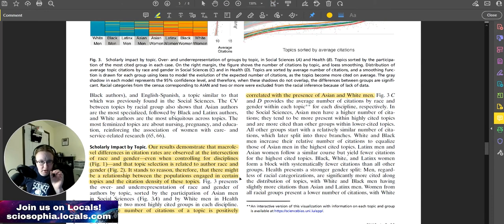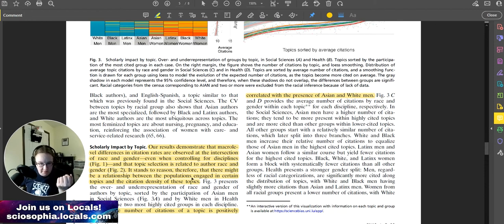Anyway, let us continue. Our results demonstrate that macro-level differences in citation rates are observed at the intersection of race and gender, even when controlling for disciplines. No, actually didn't demonstrate that in the slightest. And that topic selection is related to author race and gender. No, not necessarily. You're showing me a disparity exists. You are not showing me why a disparity exists.